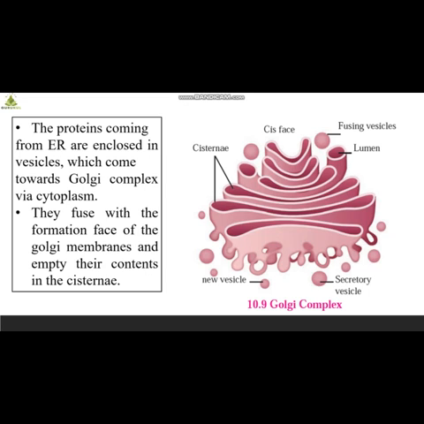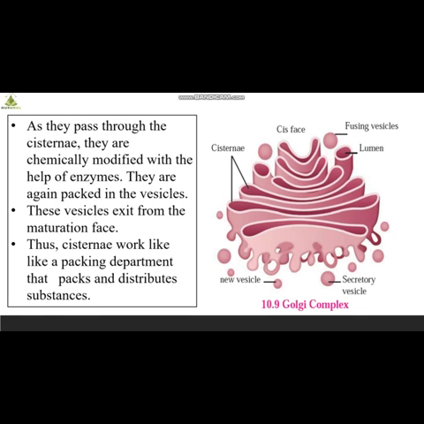That is the place where these vesicles will fuse with the Golgi membranes and empty their contents. Whatever they carry inside, proteins, substances, will enter the cisternae. So after fusing, all the contents in the vesicles are given inside the cisternae of the Golgi complex. Now as they pass through the cisternae, they are chemically modified with the help of enzymes.